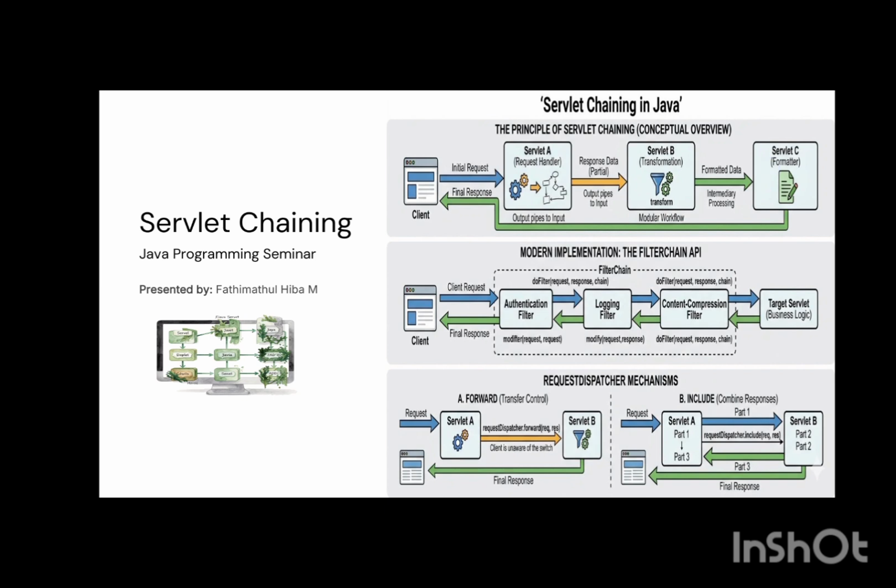Here are three pictures showing the servlet chaining conceptual principle. This is a modular workflow where the output of one servlet becomes the input of the next. The process: a client sends an initial request, servlet A processes it and pipes a partial response to servlet B, which is a transformer that then sends the final formatted data back to the client.